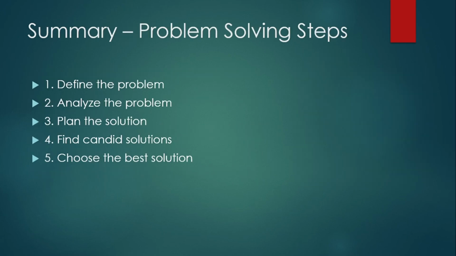In summary, problem solving in programming involves these five important steps. Define the problem clearly, analyze what is required and what is available. Plan the solution systematically, find the candidate solutions, select the best solution based on speed, cost, and complexity. If you follow these steps every time before coding, your programs will be more accurate, efficient, and professional.